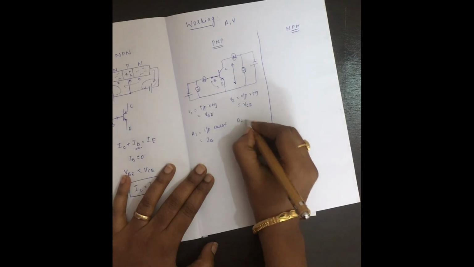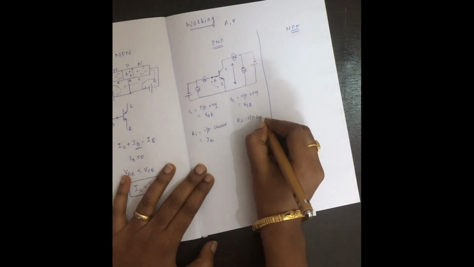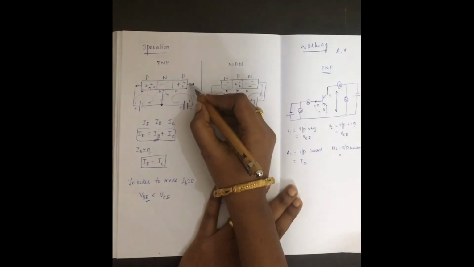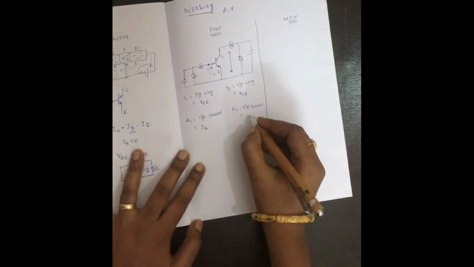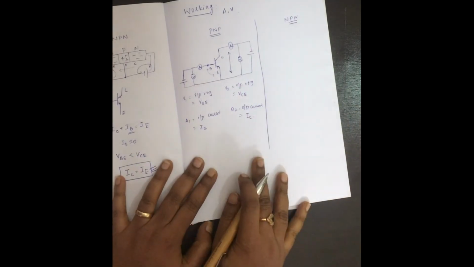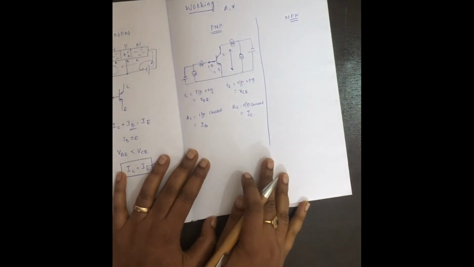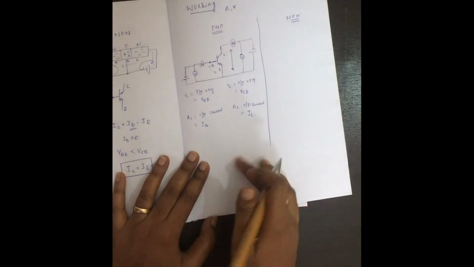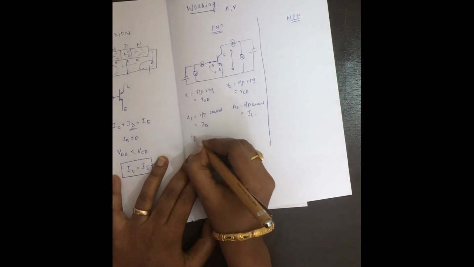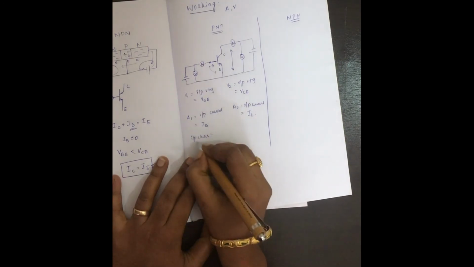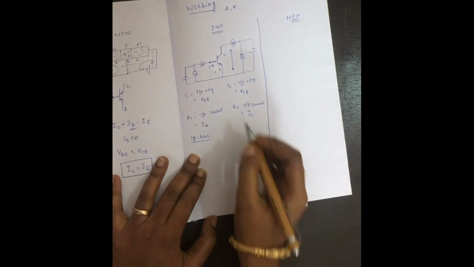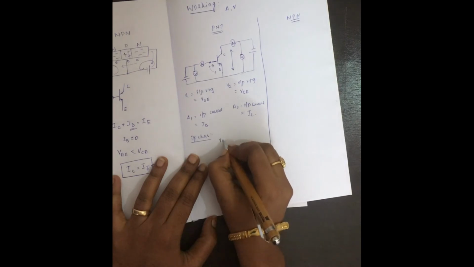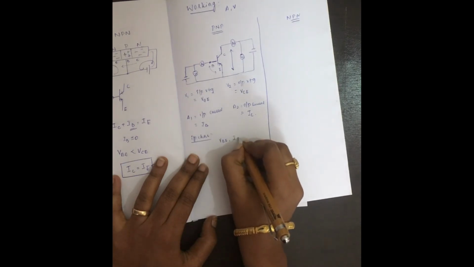And A2 is used to measure output current. Output current is collector current, so IC. So we came to know the input current, input voltage, output current, and output voltage. Here we have to check the input characteristics and output characteristics. Input characteristics is between input current and input voltage. Input voltage is VBE and input current is IB.